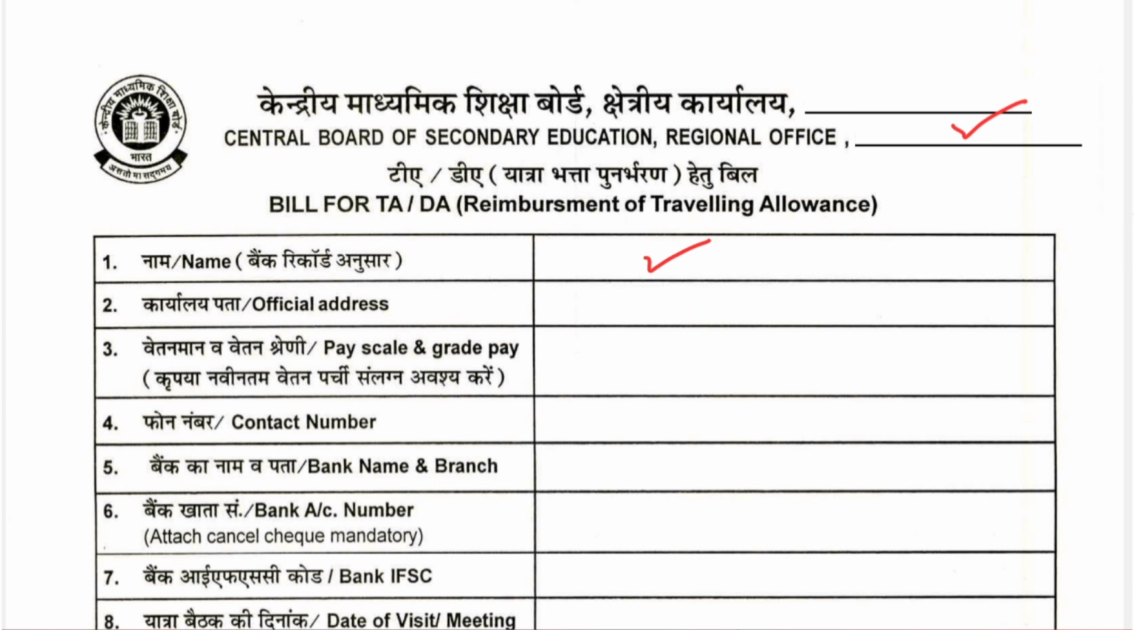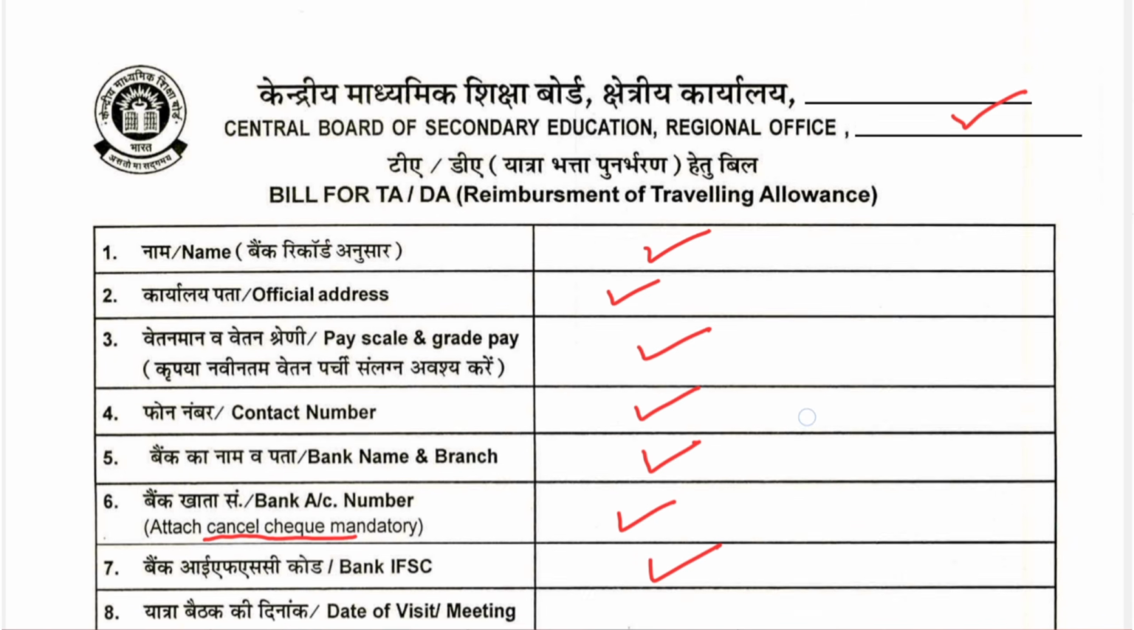Then you need to write your name, your official address, your pay scale and grade pay, then your contact number, your bank name and branch, then bank account number, your IFSC code. Remember, you need to attach one cancelled cheque also with this form.